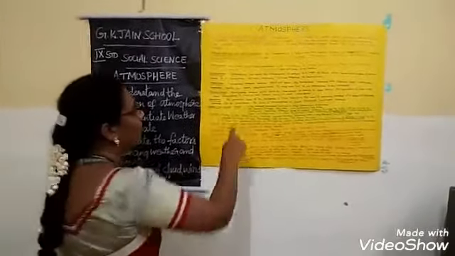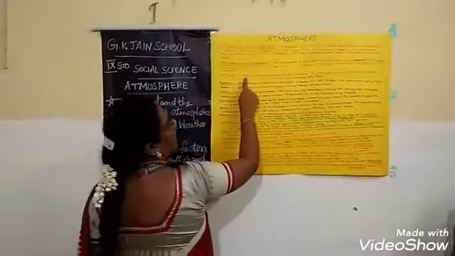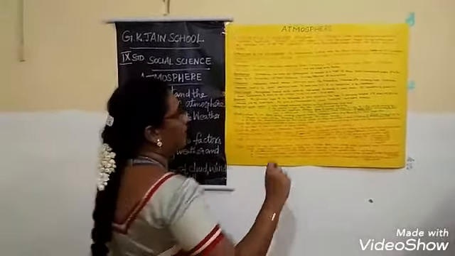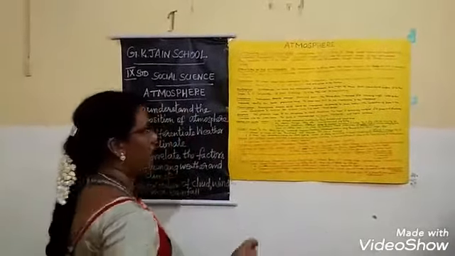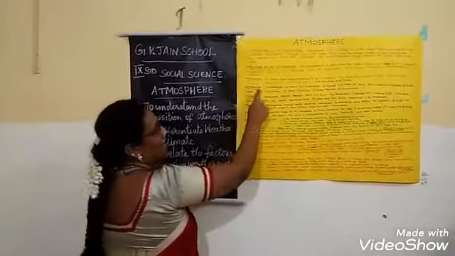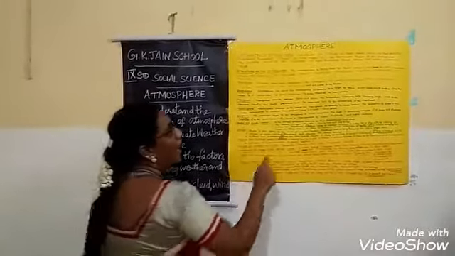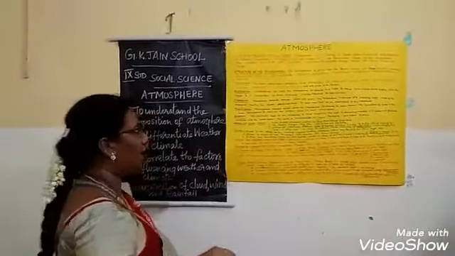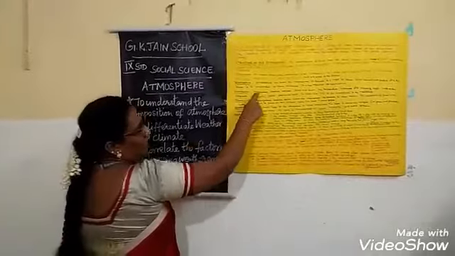Troposphere. This is one of the layers of the structure of the atmosphere. The lowest layer of the atmosphere is the troposphere. The Greek word tropos means turn or change. The layer extends up to 8 kilometers at the poles and up to 18 kilometers at the equator.